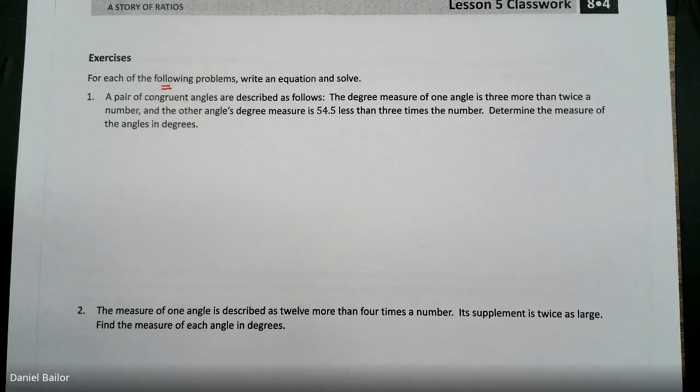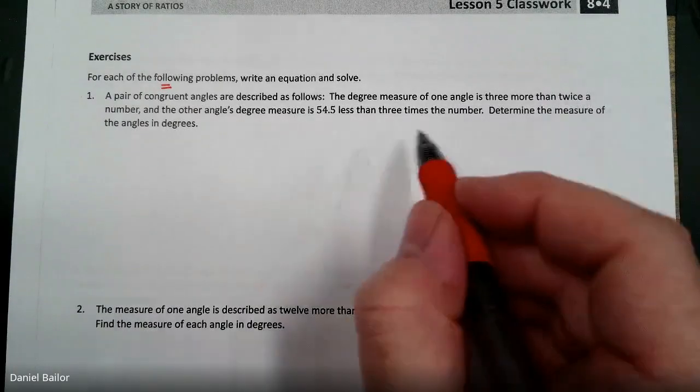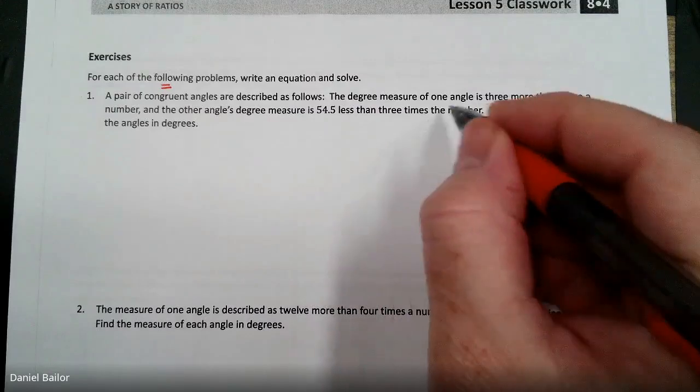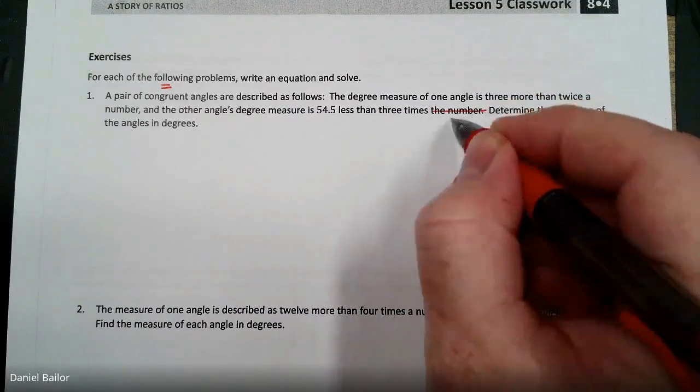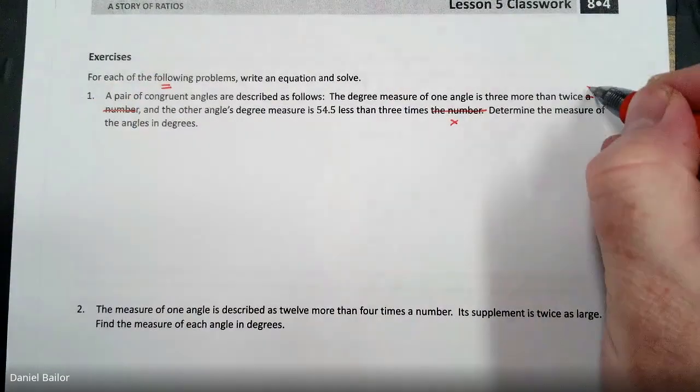Okay, so when we translate, we always need to find our unknown. In this question, the unknown is going to be this number they're going to talk about. They say twice a number and 3 times the number. So instead of the number, that's going to be our variable, x. Twice a number, twice x.